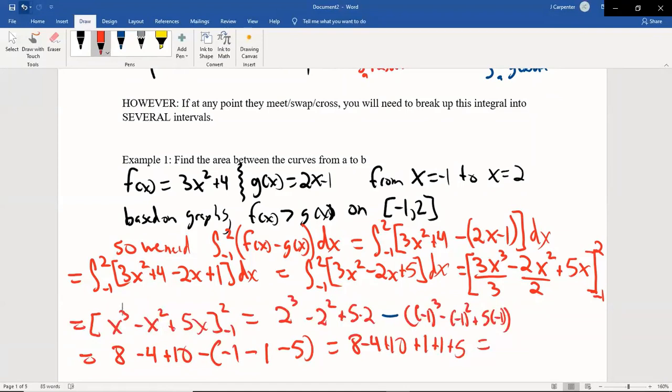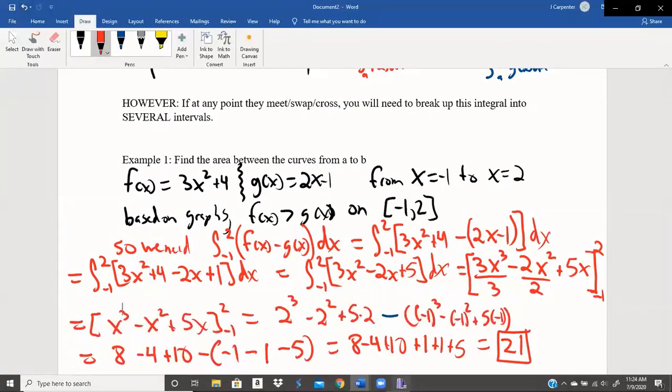I feel like I did something wrong. 8 minus 4 is 4. I think I said 6. 8 minus 4 is 4. 4 plus 10 is 14, 15, 16, 21. I had to check my arithmetic there for a second. I was rushing. Almost made a mistake. So the area between those two curves is 21.